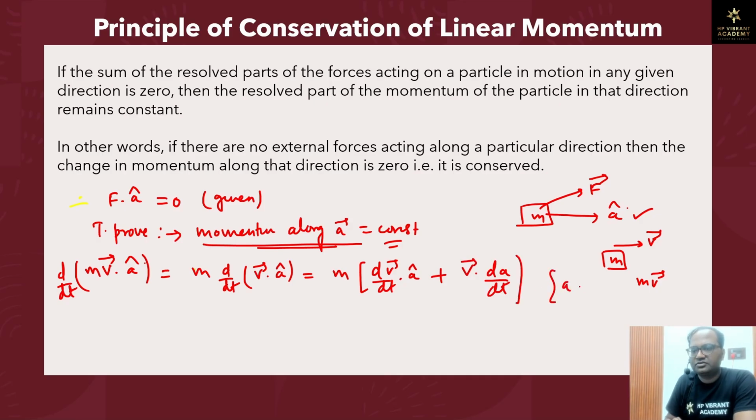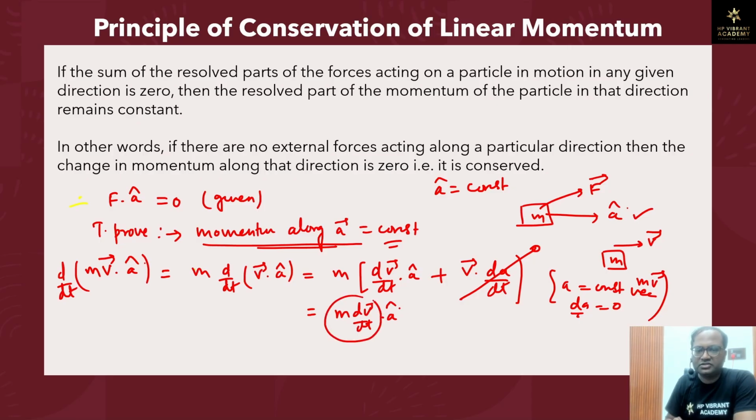We have a as a constant vector, so dA upon dt is equal to 0. Our a vector is a constant vector, so the differentiation is 0, and this term will vanish. So we have m dv upon dt dot a. And from Newton's second law, this is our force. So we have F dot a vector. So d upon dt of mv vector dot a, the resolved part of the momentum along direction a, is equal to F dot a vector, and this is given as 0. So this is equal to 0.